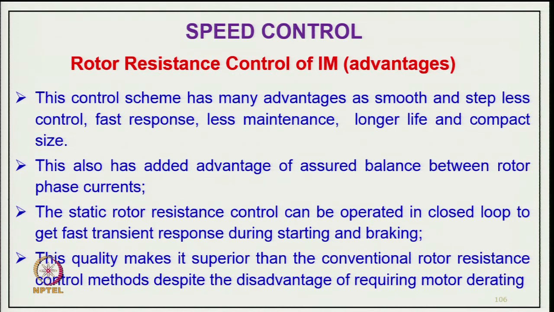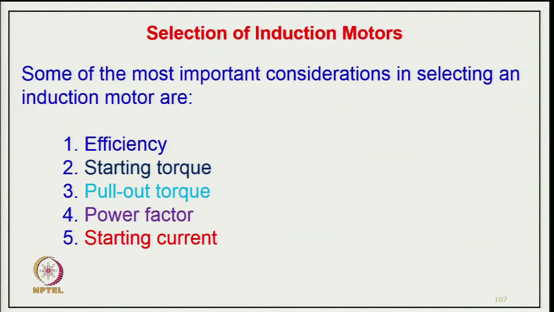And this control has many advantages: smooth control, fast response, less maintenance, longer life and compact size. This also has the added advantage of assured balance between the rotor phase currents. Rotor resistance control can be operated in closed loop to get fast transient response during starting and braking, and this quality makes it superior to the conventional rotor resistance control method, despite the disadvantage of requiring motor derating.